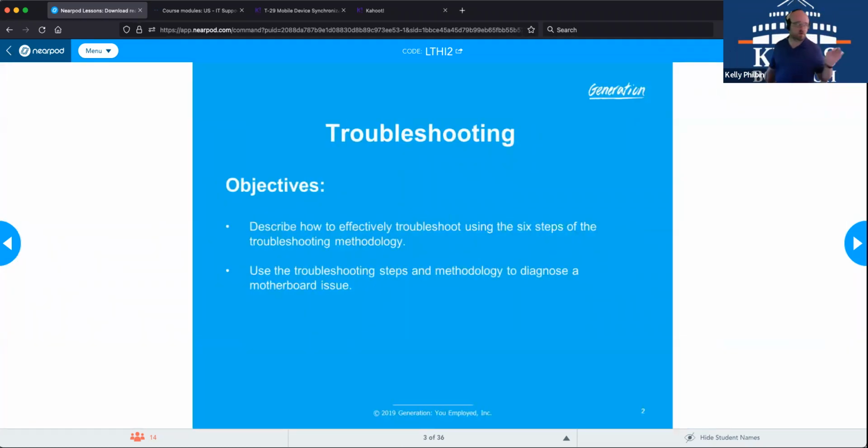For this session, we're going to describe how you effectively troubleshoot using 6 steps of the troubleshooting methodology. Do you need to know these steps? Absolutely. Will CompTIA ask you about these steps? Repeatedly. They will ask you about these steps in 10.01 and again in 10.02.